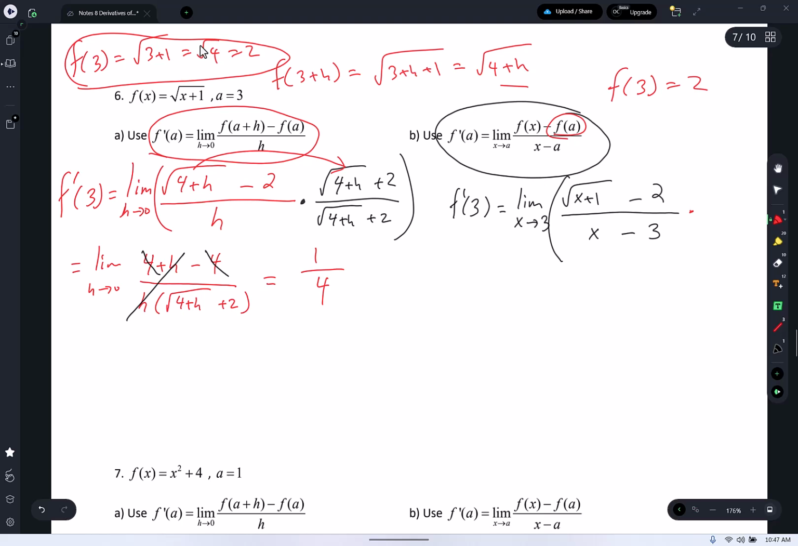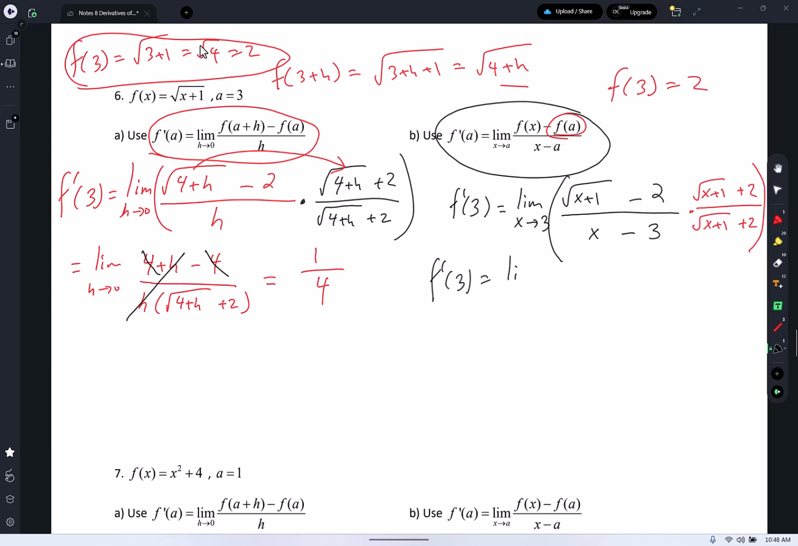I'm going to multiply this by the square root of x plus 1 plus 2 over the square root of x plus 1 plus 2. When you do that, here's what we get. F prime of 3 equals the limit as x approaches 3. And square root times square root, the square root goes away. X plus 1. Negative 2 times the positive 2 is a negative 4, so minus 4. And you can already see what's going to happen. In the denominator, you're going to have an x minus 3. We're not going to distribute. And the square root of x plus 1 plus 2 on the outside of that. And then check it out.